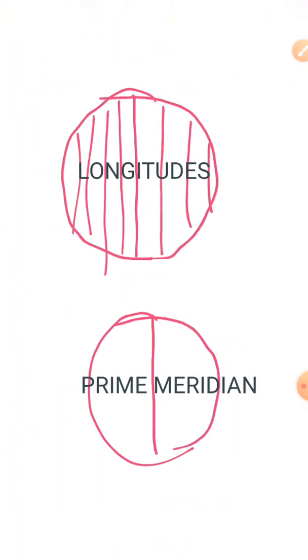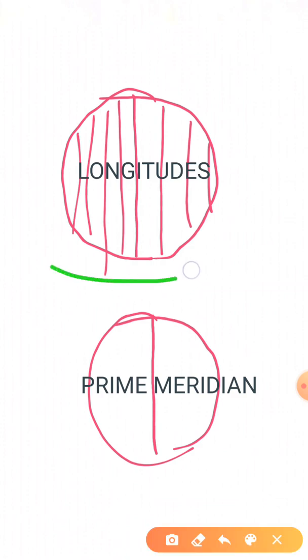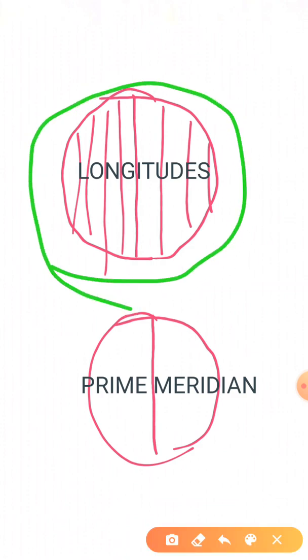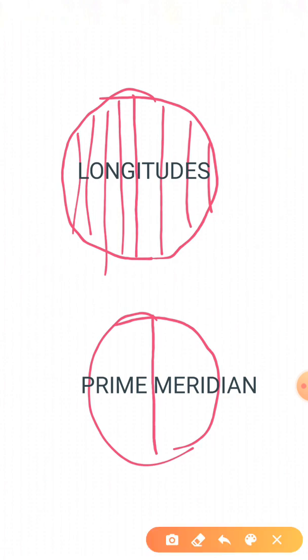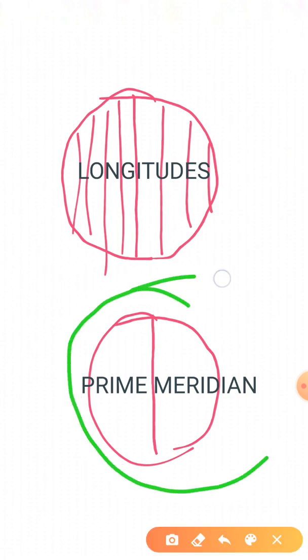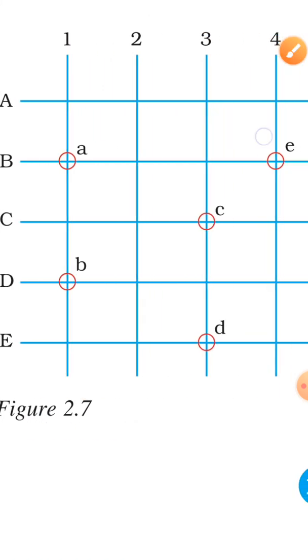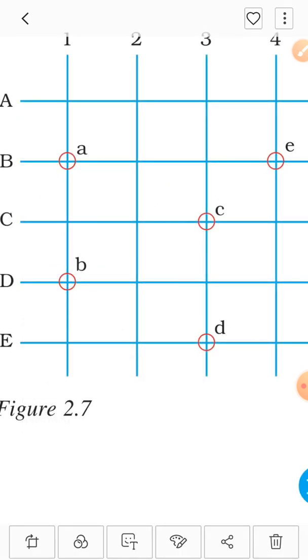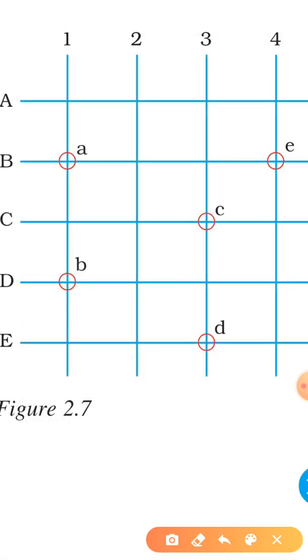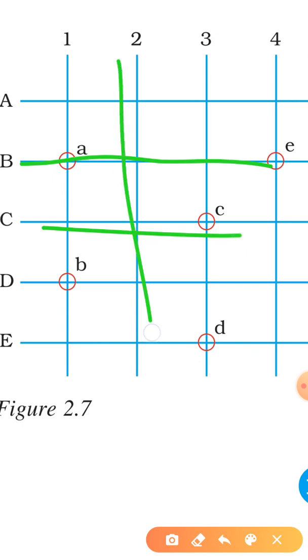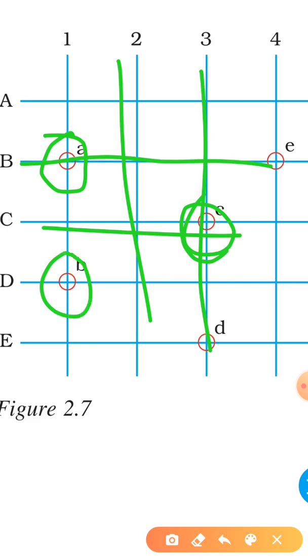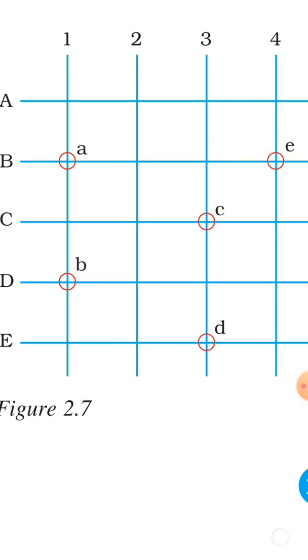Okay. So friends, you can see there are many longitudes. Longitudes are also measured in degrees and they are all of equal size. This is the prime meridian. It is the main meridian because it is situated at 0 degree longitude. Okay. In this figure we can see that these are latitudes, these are longitudes, and together they specify a point of location.